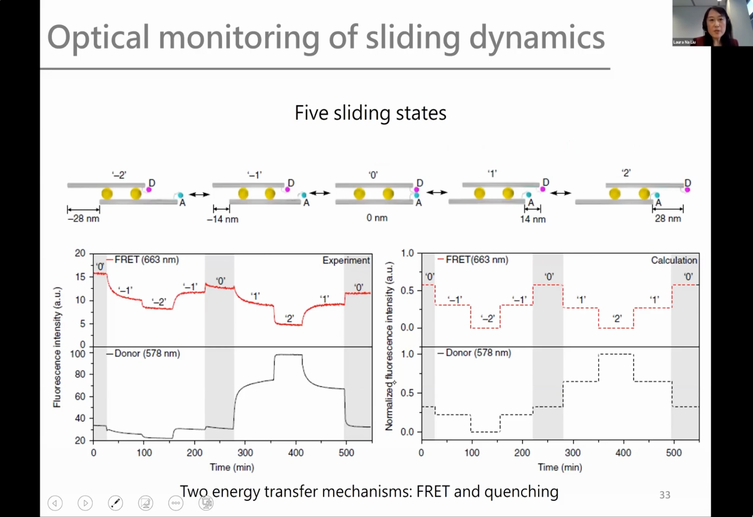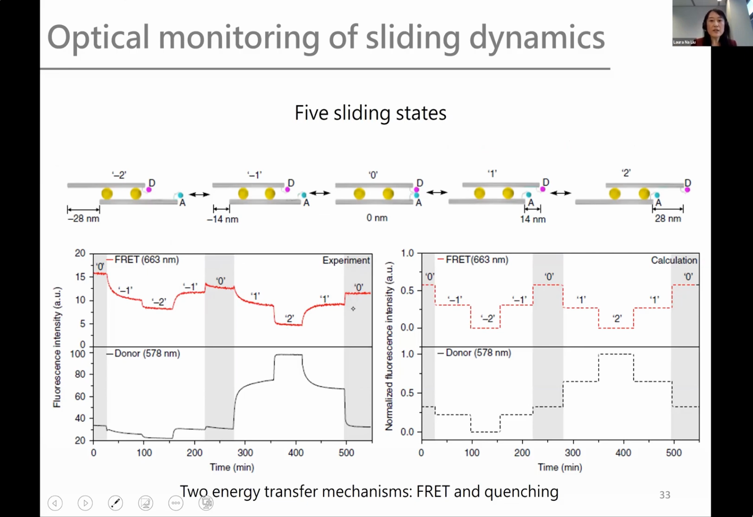Then we did the optical monitoring of the sliding dynamics. In total, we have 5 sliding steps. This is the initial state. There is no displacement, and then it can slide to the left or to the right. We also did the fluorescence intensity tracking as well as the donor tracking. So basically, we can identify very well the sliding steps optically.